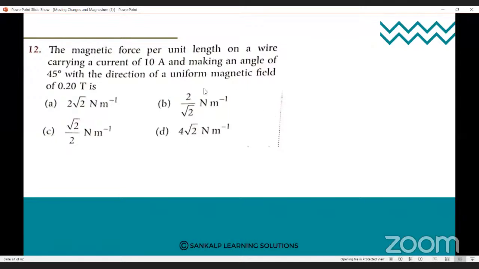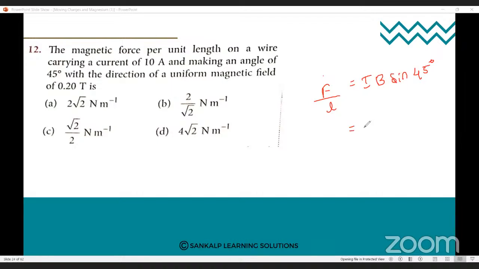Go for the next question, students. The magnetic force per unit length on a wire carrying a current of 10 ampere and making an angle of 45 degree with the direction of a uniform magnetic field of 0.20 Tesla is. So again, you need to calculate force per unit area. Sorry, force per unit length. So therefore, force per unit length is equal to IB sine of 45 degree.